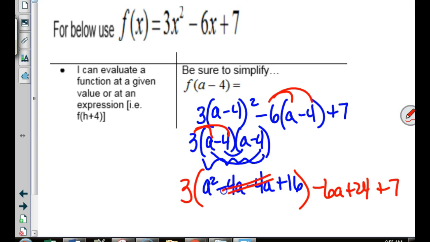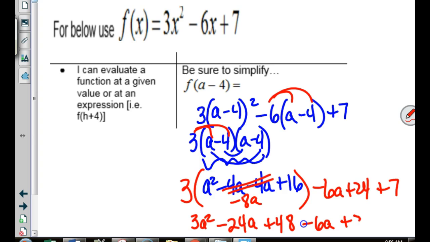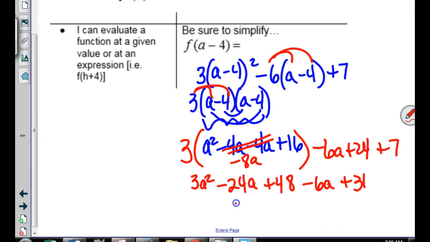I'm going to combine these. 3a squared, then 3 times negative 8 would be negative 24a. 3 times 16 is 48. And I have all this gobbledygook back here. I added 24 and 7 to get 31. I was just saving space. 3a squared minus 30a plus 79.